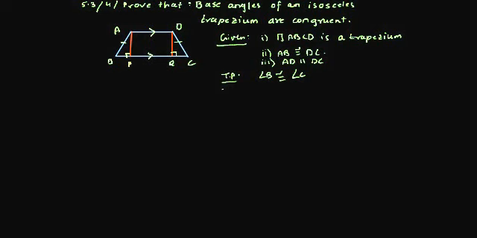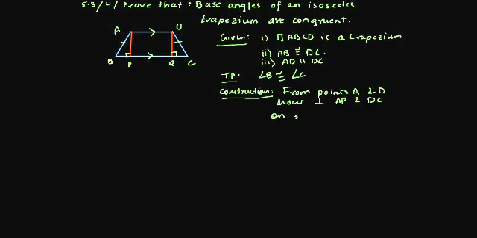So we'll write construction. From points A and D, draw perpendiculars AP and DQ on side BC such that B-P-Q-C. Now let us start solving the sum.